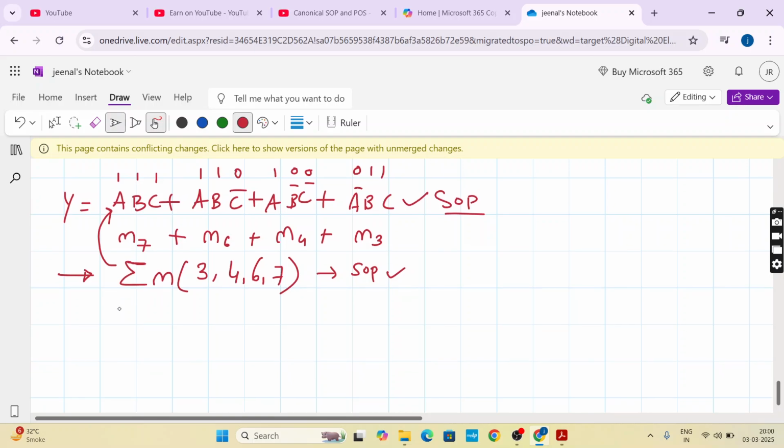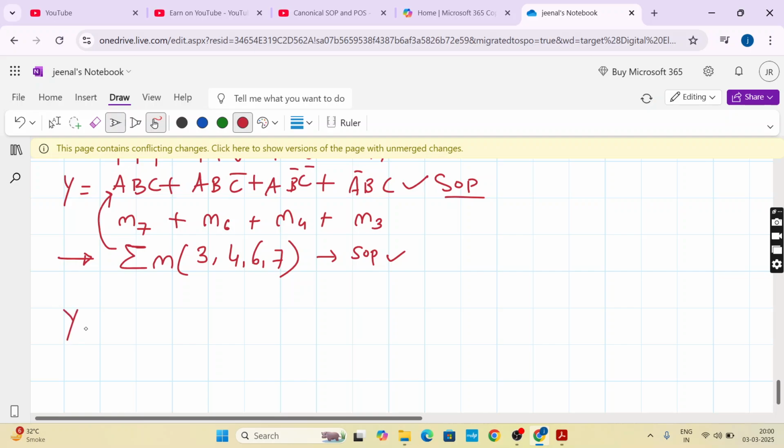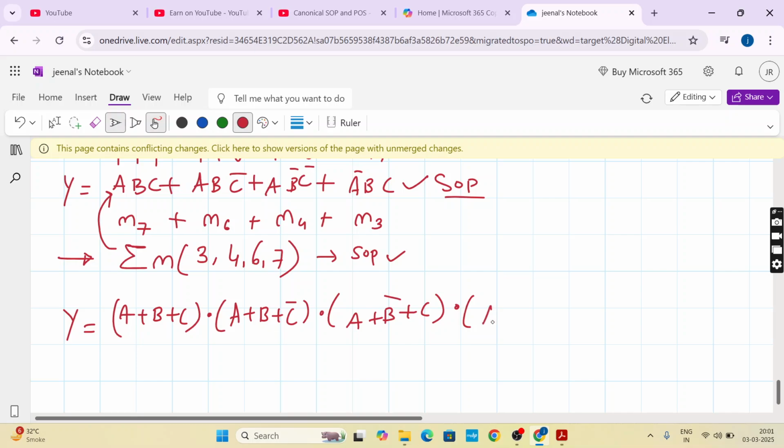Now, similarly, I will represent a POS form of an equation. I will write one equation here, rather in terms of max terms. Say I have A plus B plus C. This is product of sums. So this is my sum, and the product of it with another term is A plus B plus C bar, into A plus B bar plus C, into A bar plus B plus C bar.